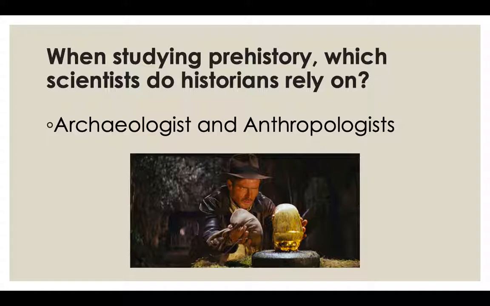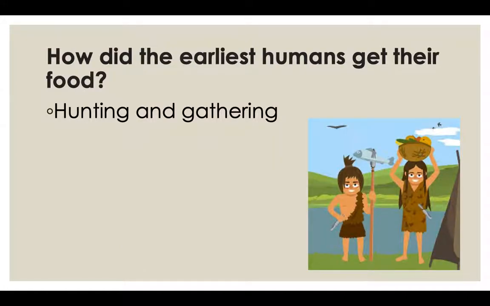When studying prehistory, which scientists do historians rely on? This would be archaeologists and anthropologists. And this is just a silly picture of Indiana Jones, who I believe is an archaeologist. He's fictitious, he's not real, but yeah. How did the earliest humans get their food? By hunting and gathering.